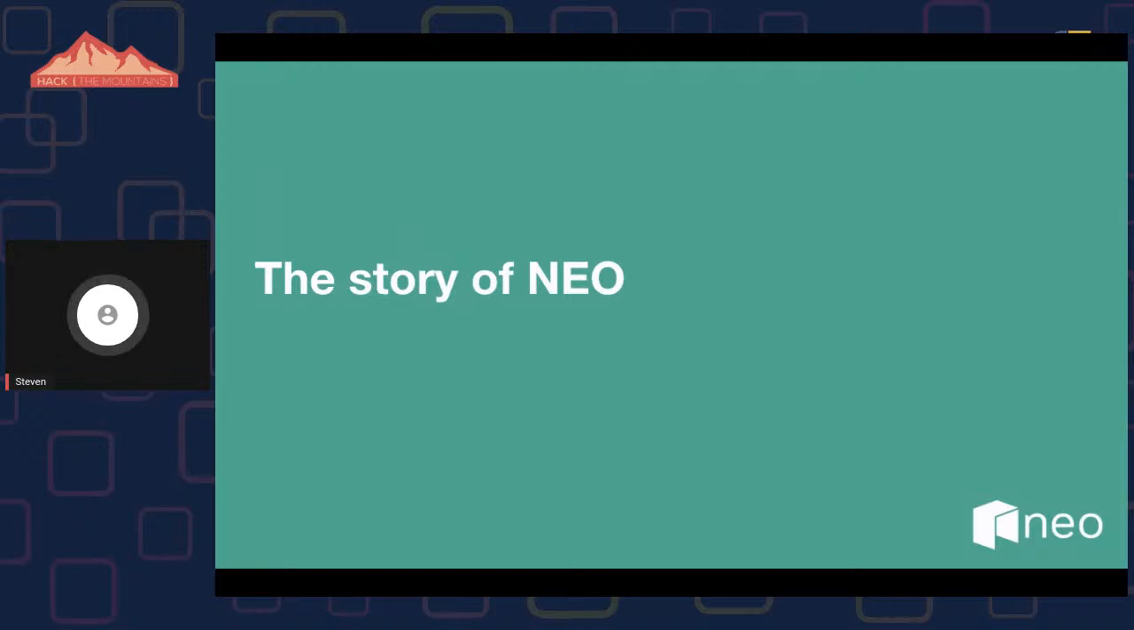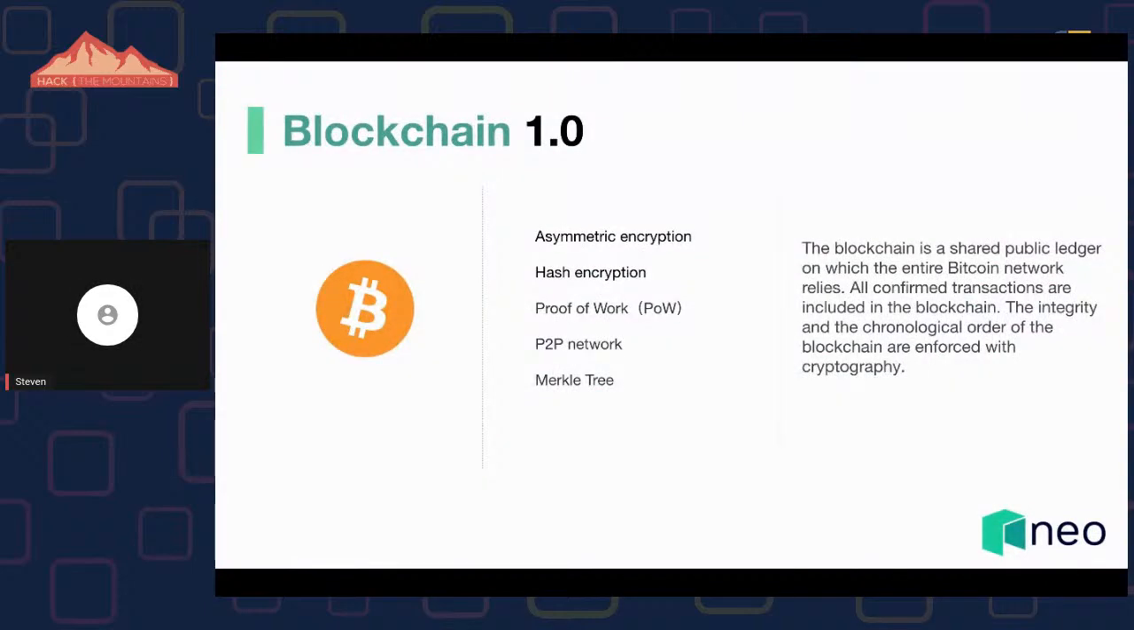First of all, I will introduce a little bit about the story of Neo, a very famous public blockchain in the world. Before that, I want to explain a little bit about my understanding of the current blockchain world. I think everyone knows Bitcoin here, right? In 2008, Satoshi published the white paper of Bitcoin.